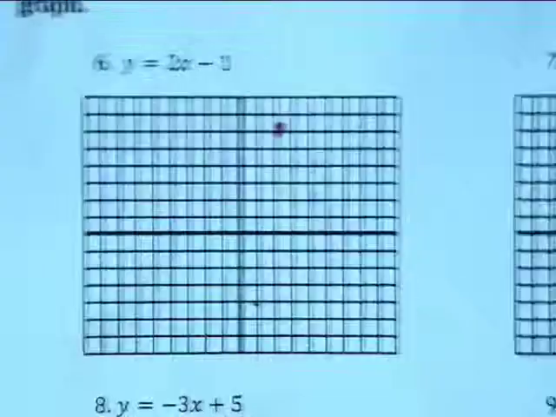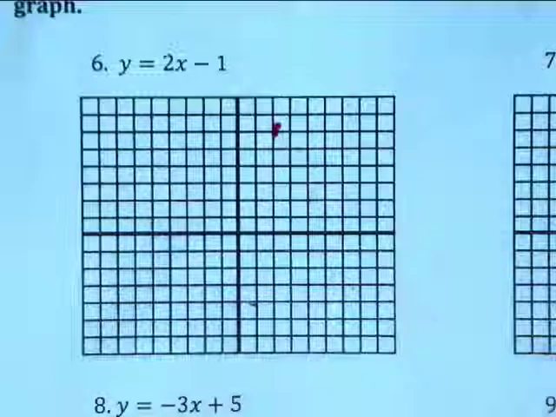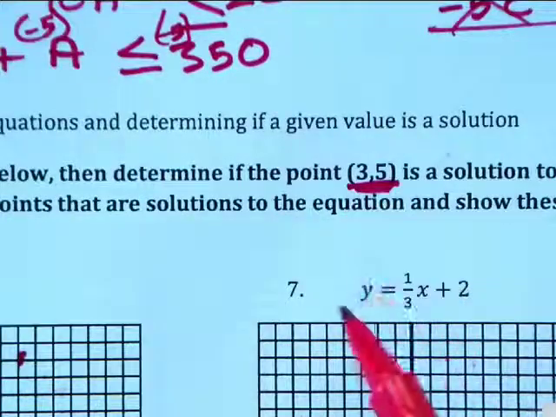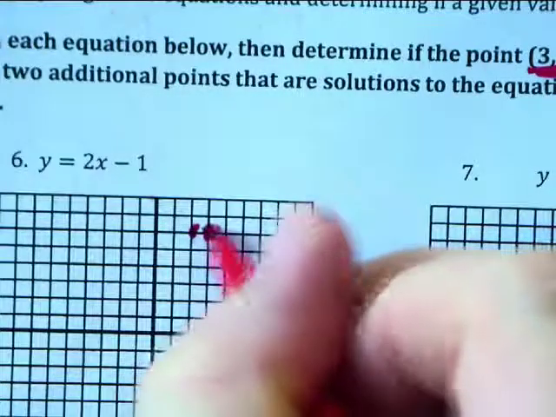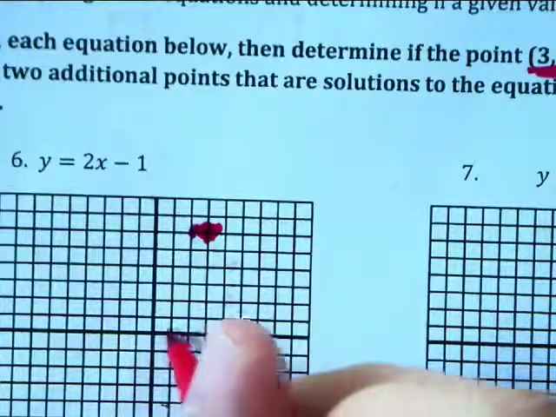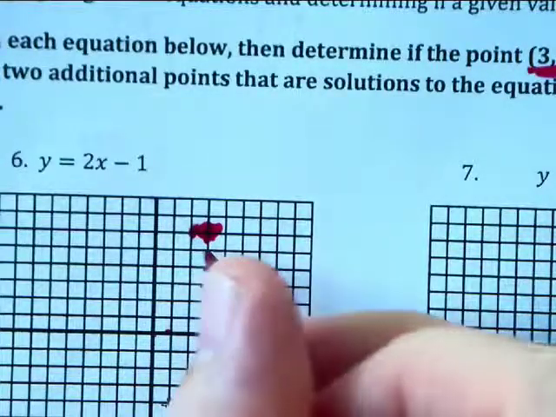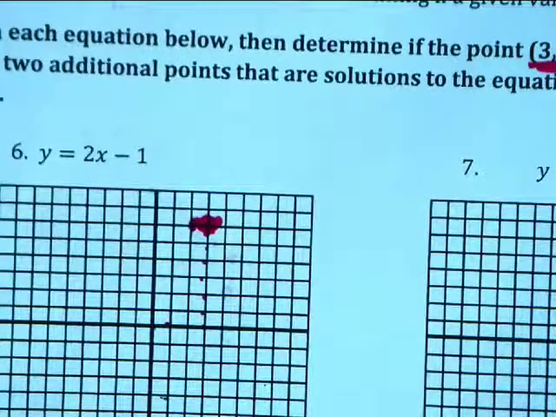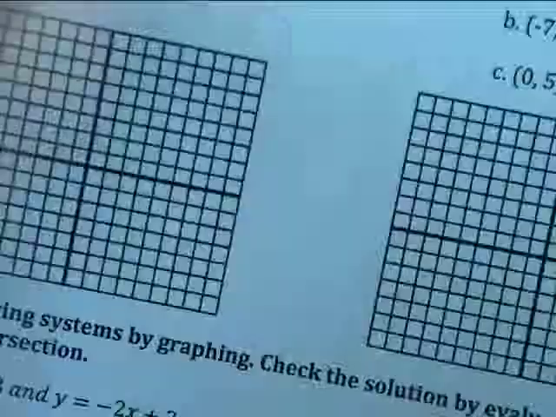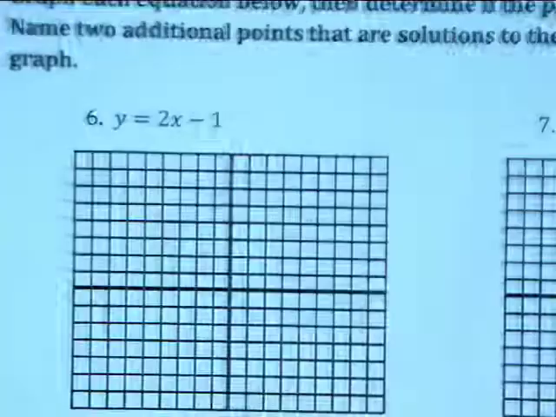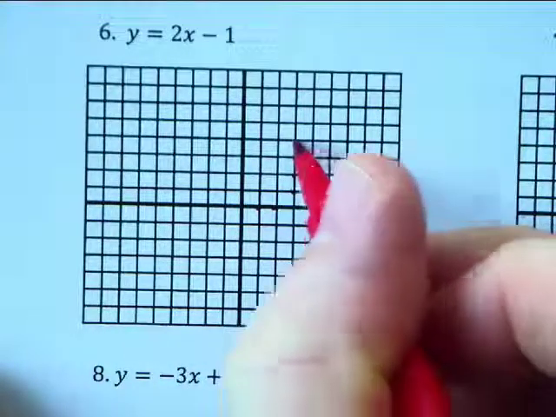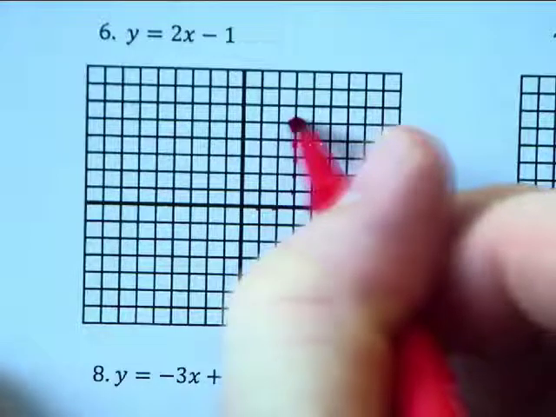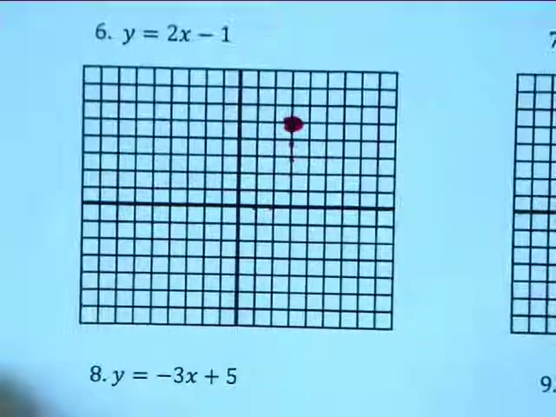Okay. Number 6, graph below and determine if the point (3, 5) is a solution. That means let's see, (3, 5) right here. 1, 2, 3, 1, 2, 3, 4, 5. Oops, wrong. Let me change that so that it's a little more correct and not just a giant blob. Okay, so let's try it again. 1, 2, 3, 1, 2, 3, 4, 5. I want to know if that's part of the line. Will the line touch that point?